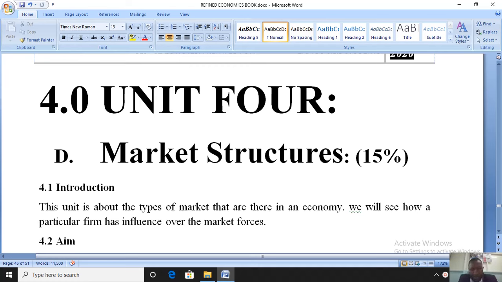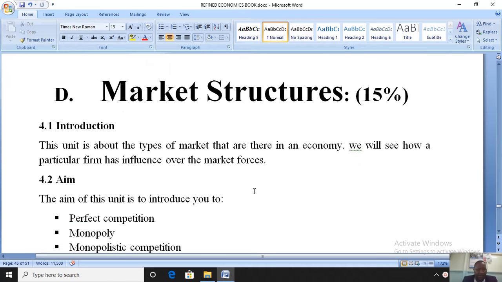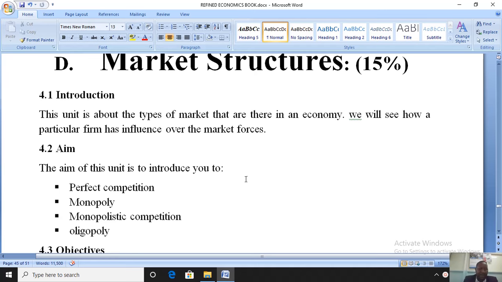Welcome to Unit 4 of our microeconomics part of the syllabus. In this particular unit, we discuss market structures. The aim is just to introduce us to the understanding of different types of market structures. And in our syllabus, we do study 4 different types of market structures. That is the perfect competition market structure, monopoly market structure, monopolistic market structure, and oligopoly market structure.